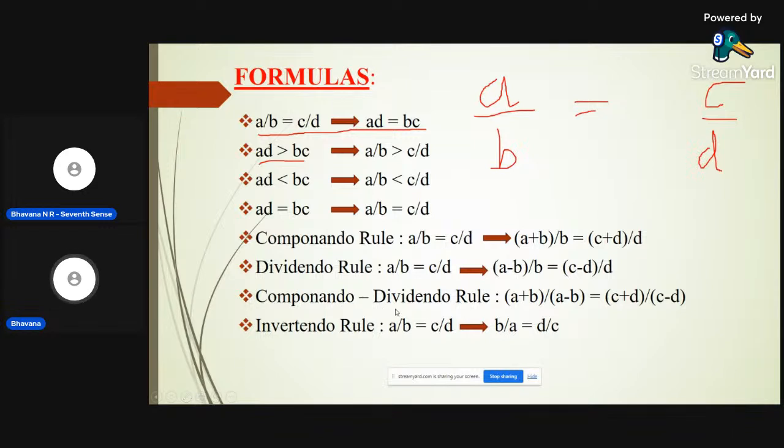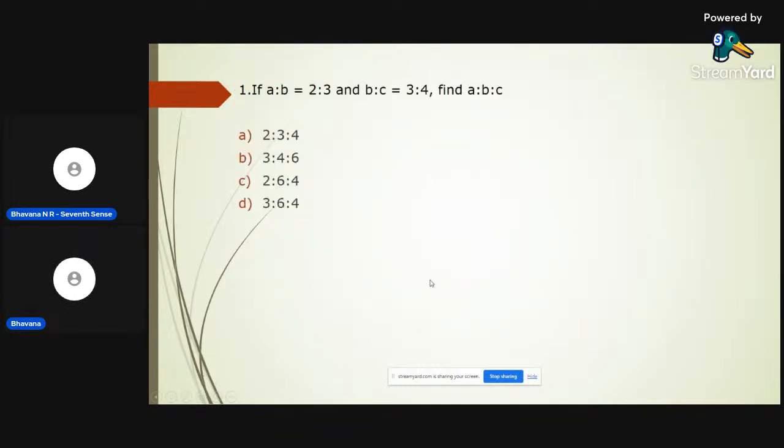Then the compound and dividend rule. For this, we use both the compound rule and the dividend rule. Next, the inverted rule. Inverted rule means it's the inverse. Suppose they ask a question like find the inverse ratio. In that case, we use the inverted rule formula. So let's see the first problem. Let's see the problems now. Okay.